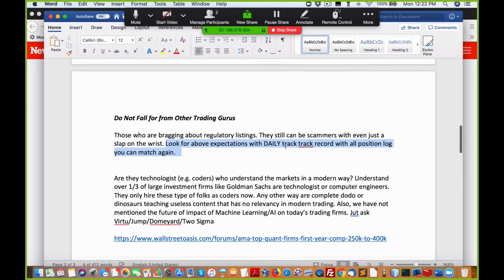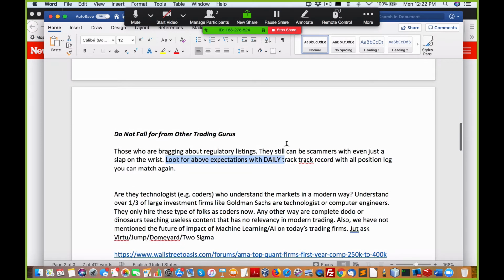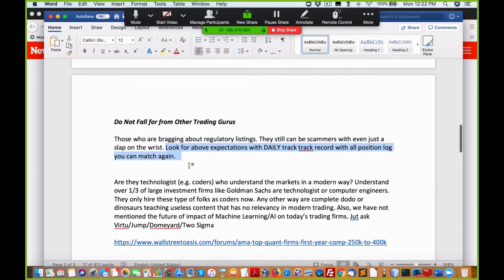That's why I stress, if they're not putting out a daily track record showing all of their position logs and what they're trading, to verify each and every position and the price of that instrument at that time, and they don't match, you're probably dealing with a BSer. And that's why I'm doing what I do. I don't care if I lose or win in my trades. At least I can verify that what they are is what they are. You know what I mean?